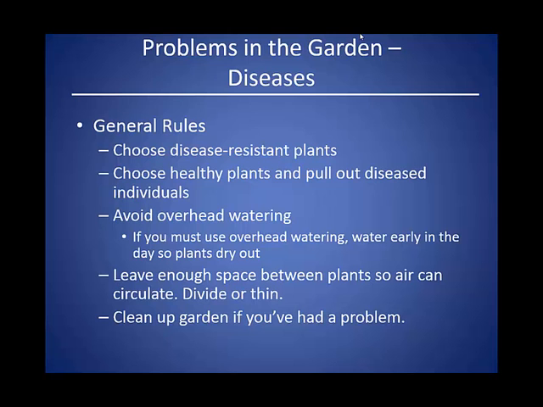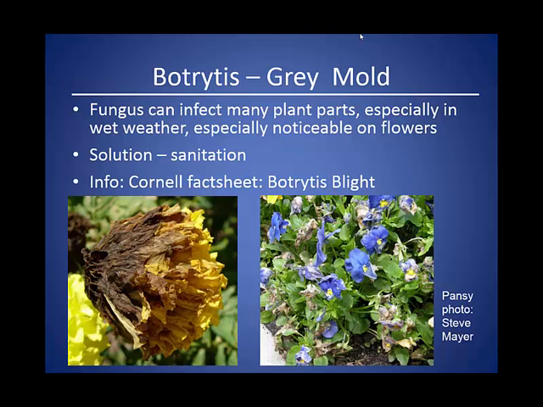And we're going to send you this, so even if you don't get it all down. So botrytis is also known as gray mold. It has a wide host range. A lot of different plants are impacted by botrytis. In this case, you've got a marigold here and a pansy.